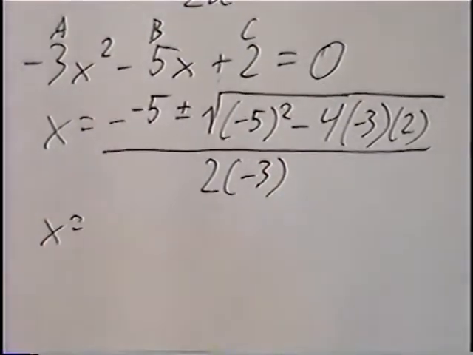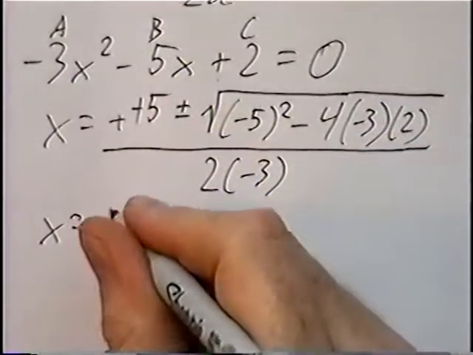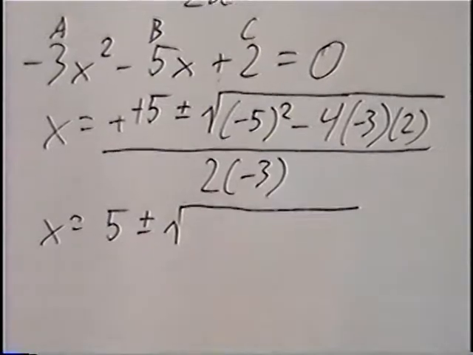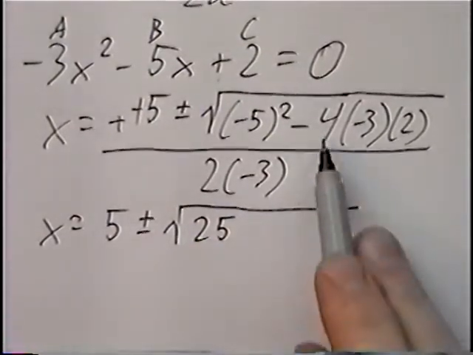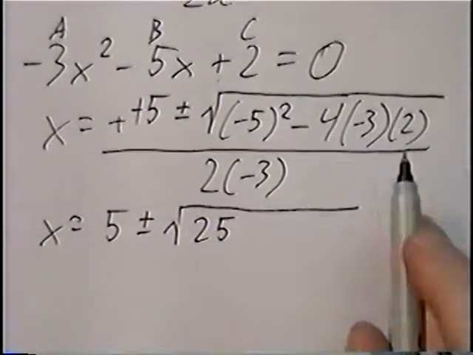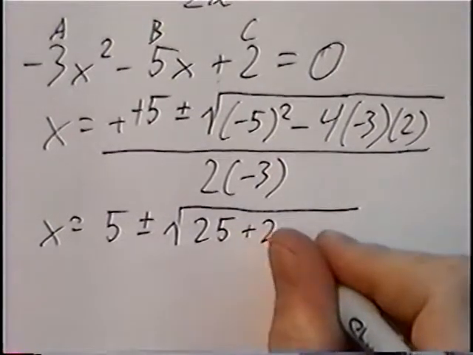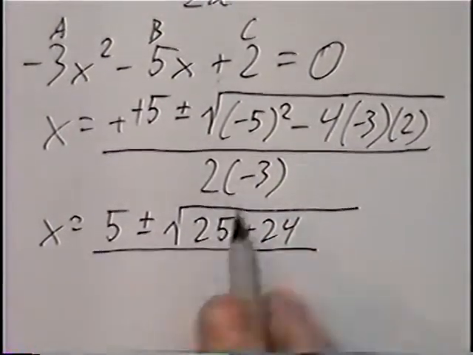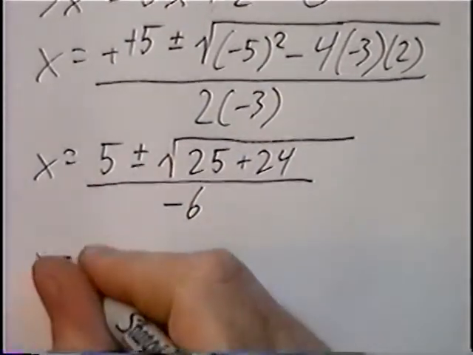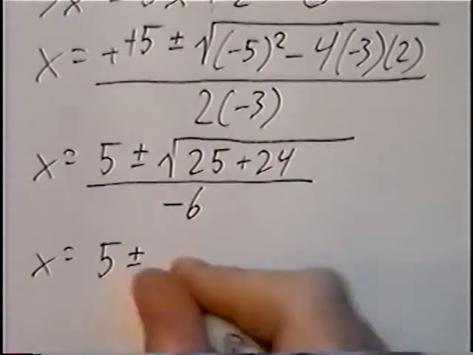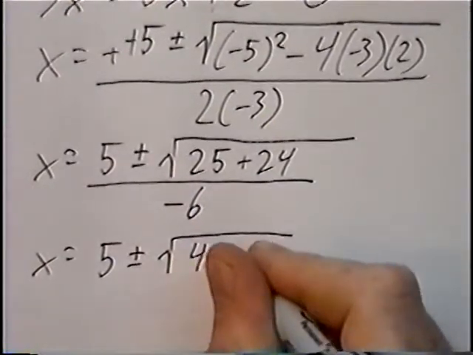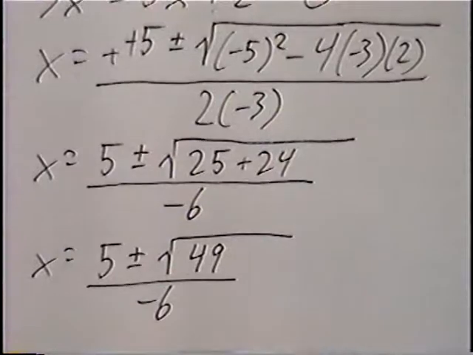Simplifying from here, x equals a minus 5 would be positive 5, plus or minus the square root. Negative 5 squared would be 25, negative 4 times negative 3 would be 12, 12 times 2 would be 24, and it would be a positive 24. 2 times negative 3 would be negative 6. Solving from here, 5 plus or minus the square root, 25 plus 24 would be 49, all divided by negative 6.